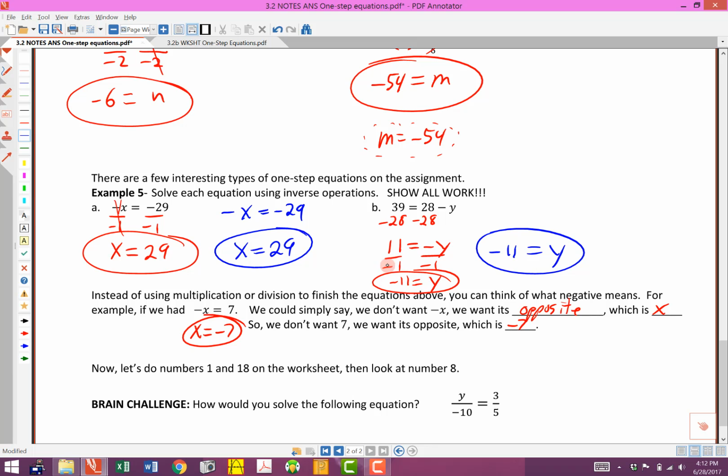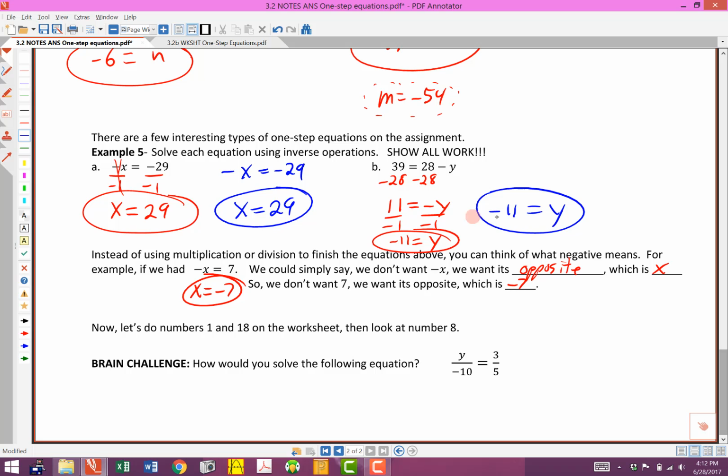No problem doing it the way I showed you first, but that is a good way to take a little bit of a shortcut as long as you understand why. The negative means opposite. We don't want negative y, we want its opposite, positive y.